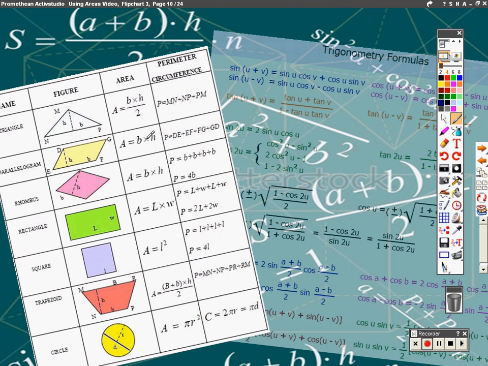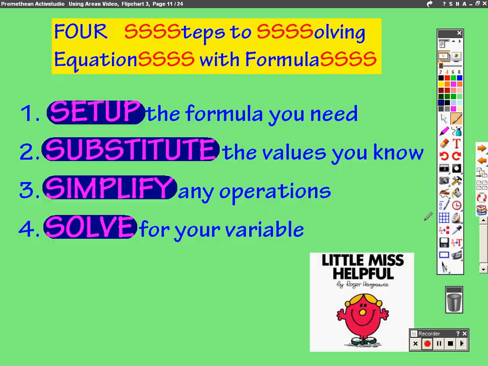Now, if you're interested in learning how to use area formulas to find area, that's a different video. You're going to have to go back and click on something else. This video expects that you already know how to find area. This time we're going to use the area to find a different unknown. So why don't we begin?